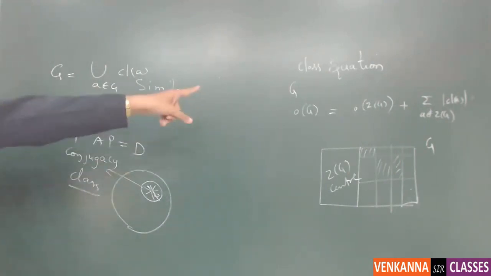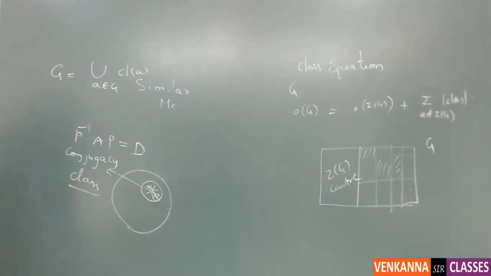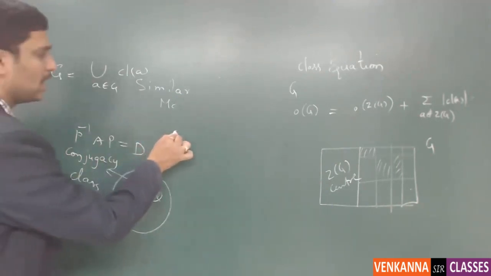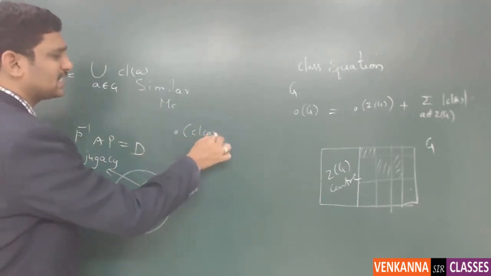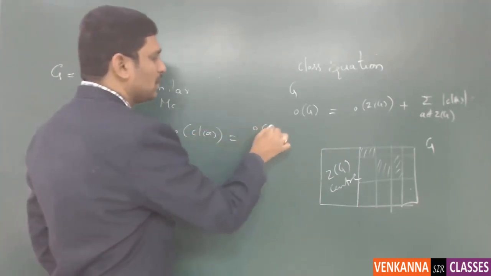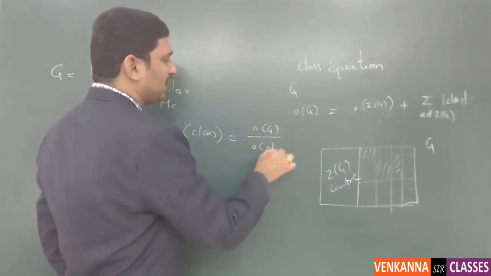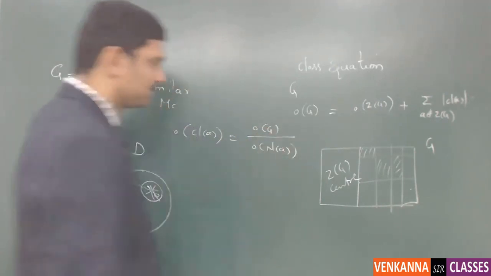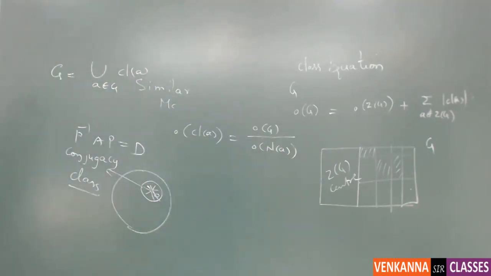This equation we call the class equation. Please take a note of it. And there is a small result: how many elements you will have in a conjugacy class is equal to the order of the group divided by the order of the normalizer of A. This is a formula. Please take a note of this. For these results, we have a theoretical proof, but we are not interested in them because our interest is to solve some previous year questions based on this.